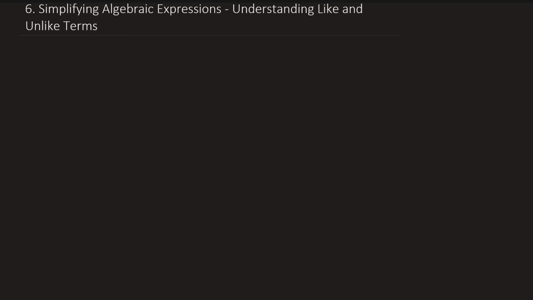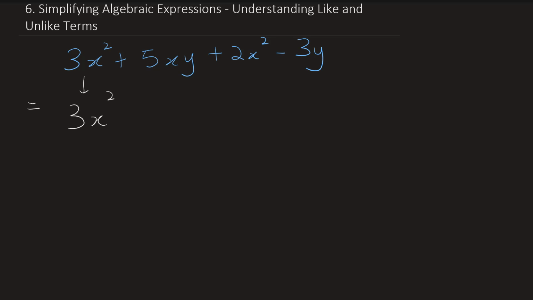Let's do a final example. 3x squared plus 5xy plus 2x squared minus 3y. Equal sign. Let's write the first one, 3x squared. Strike through so I don't accidentally pick it up again.